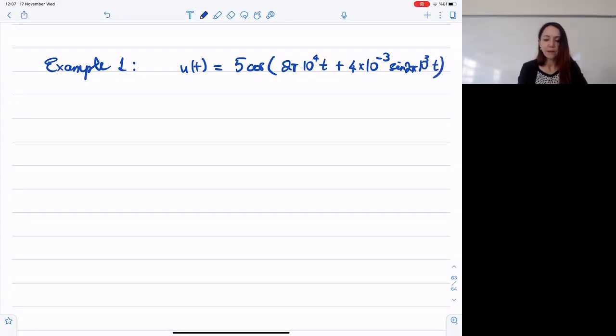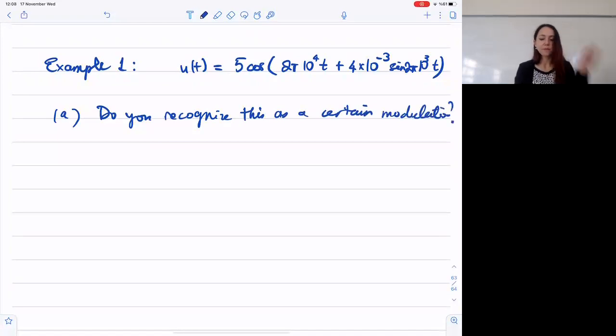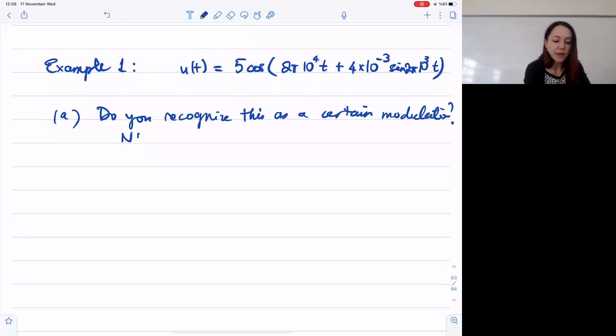My first question to you is, do you recognize this as a certain modulation type? Well, of course you do. What is it? So this is an FM modulated waveform, right? With what kind of signal? Single tone. Okay. So is it narrowband FM or wideband FM?